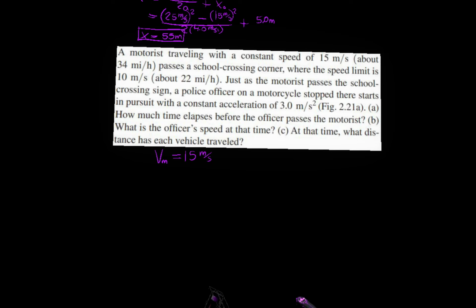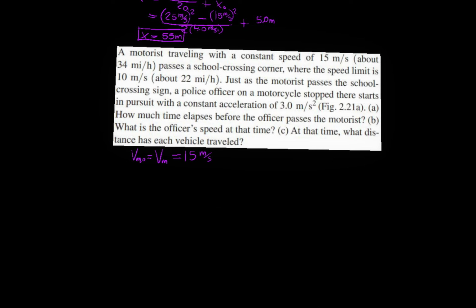And notice it says constant speed. So this is not constant acceleration, this is speed, different quantities. So his speed is not changing. That means whatever his initial speed was, it's equal to, right? So Vm naught, his speed at time equals 0, is the same as his speed at all other times. So Vm naught is equal to Vm, which is equal to 15 meters per second, which they tell you is about 34 miles per hour.